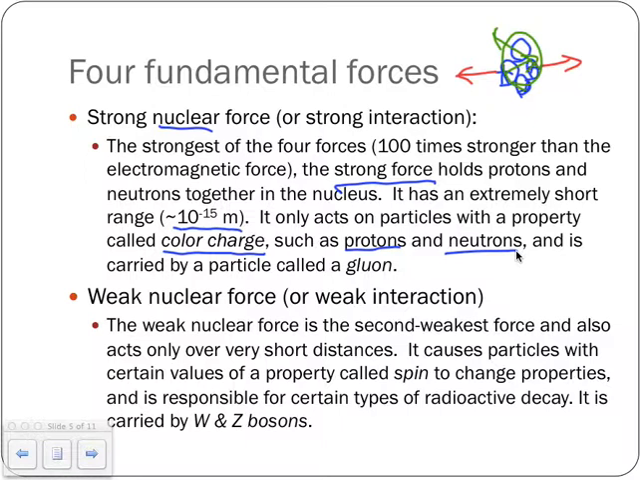So that's the strong nuclear force. It is carried by a particle called a gluon. A little bit of science humor in there: you can hear the word glue in gluon because it glues the particles in the nuclei together. So that's our strong nuclear force.